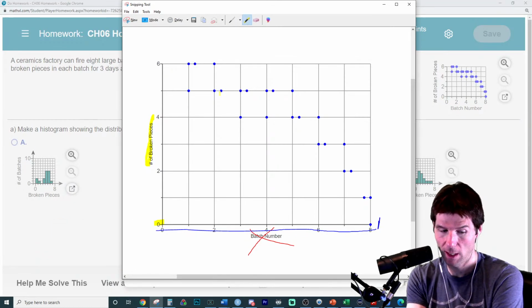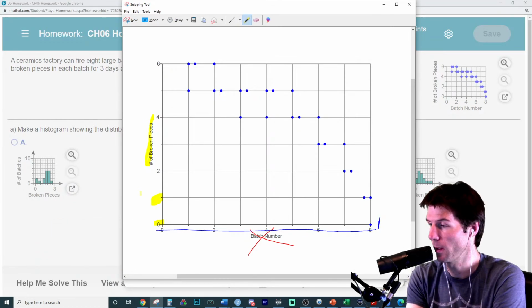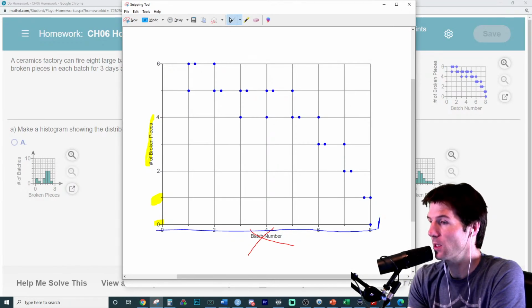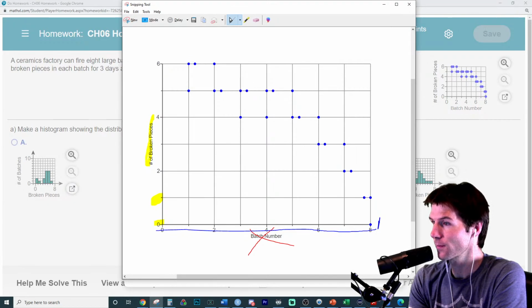How many batches had 1 broken piece? This is where 1 would be. How many batches had 1 broken piece? I'll do the next ones after this.